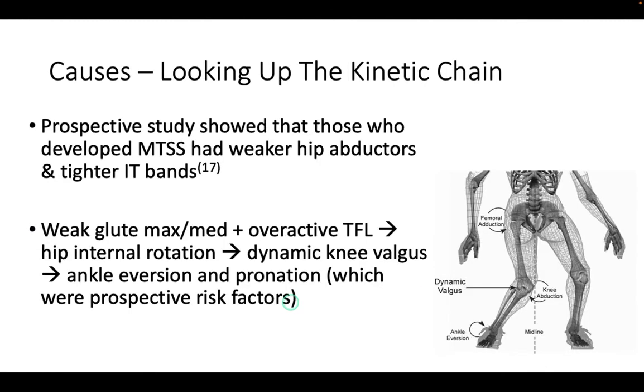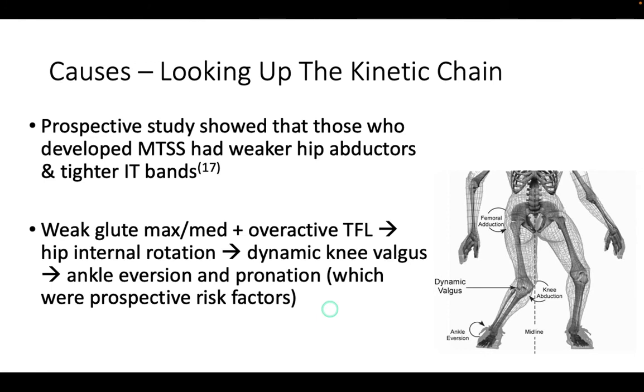And then I kind of want to also look up the kinetic chain, so not just at the exact area of pain where this is occurring. One prospective study did show that those who developed MTSS had weaker hip abductors and tighter IT bands. So kind of like how we talked about with IT band syndrome, where the big problem was overactive TFLs and then weak glute medius, that might potentially be a problem for developing shin splints or MTSS as well.